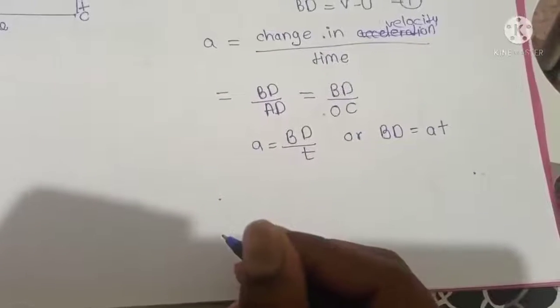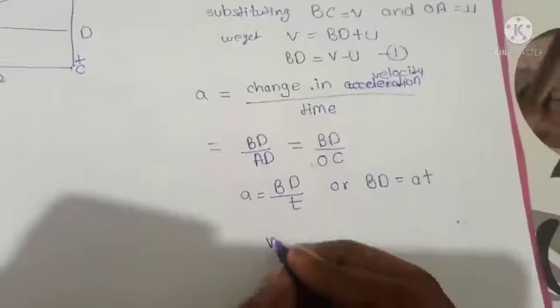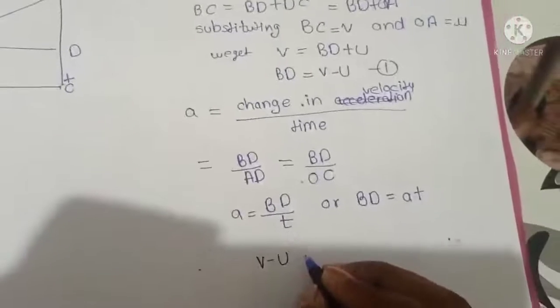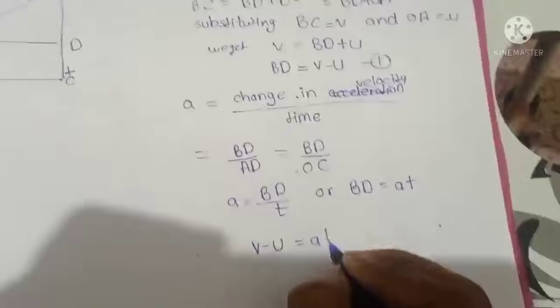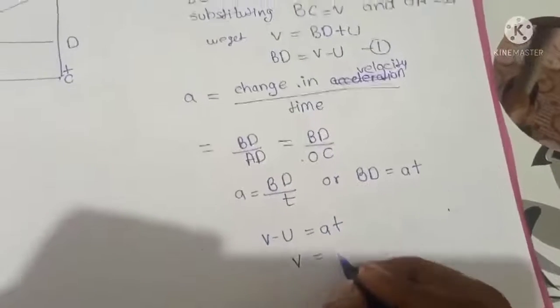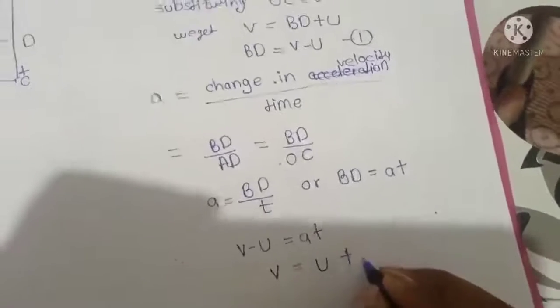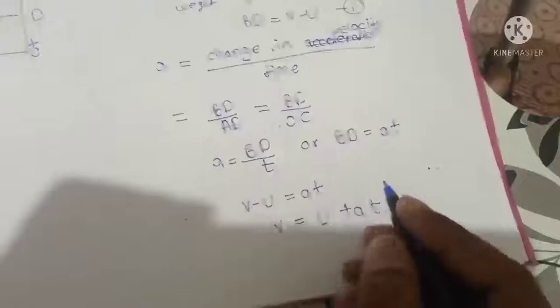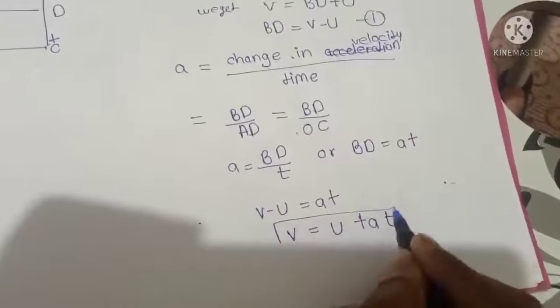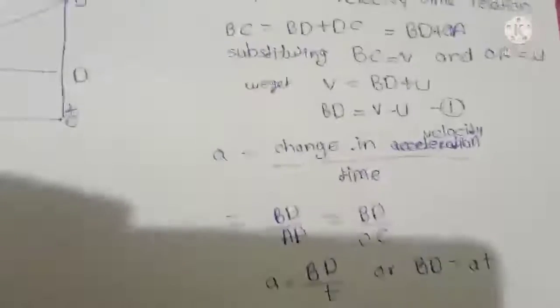So as we know, BD is equal to V minus U, which is equal to AT. So for the velocity we write it as initial velocity plus acceleration into time. This is going to be our first equation of motion. So I would like to repeat the things in short again.